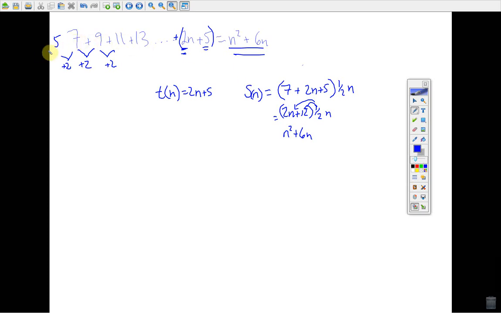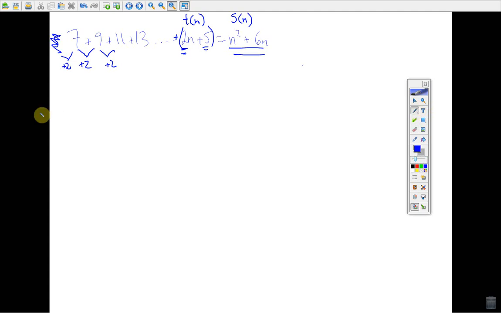So if they give you the problem written out, 7 plus 9 plus 11 plus 13 ... plus 2n plus 5 equals n squared plus 6n. This last term is your t of n equation, and what it's equal to is the s of n, or the sum equation. So I'm going to erase the work here.